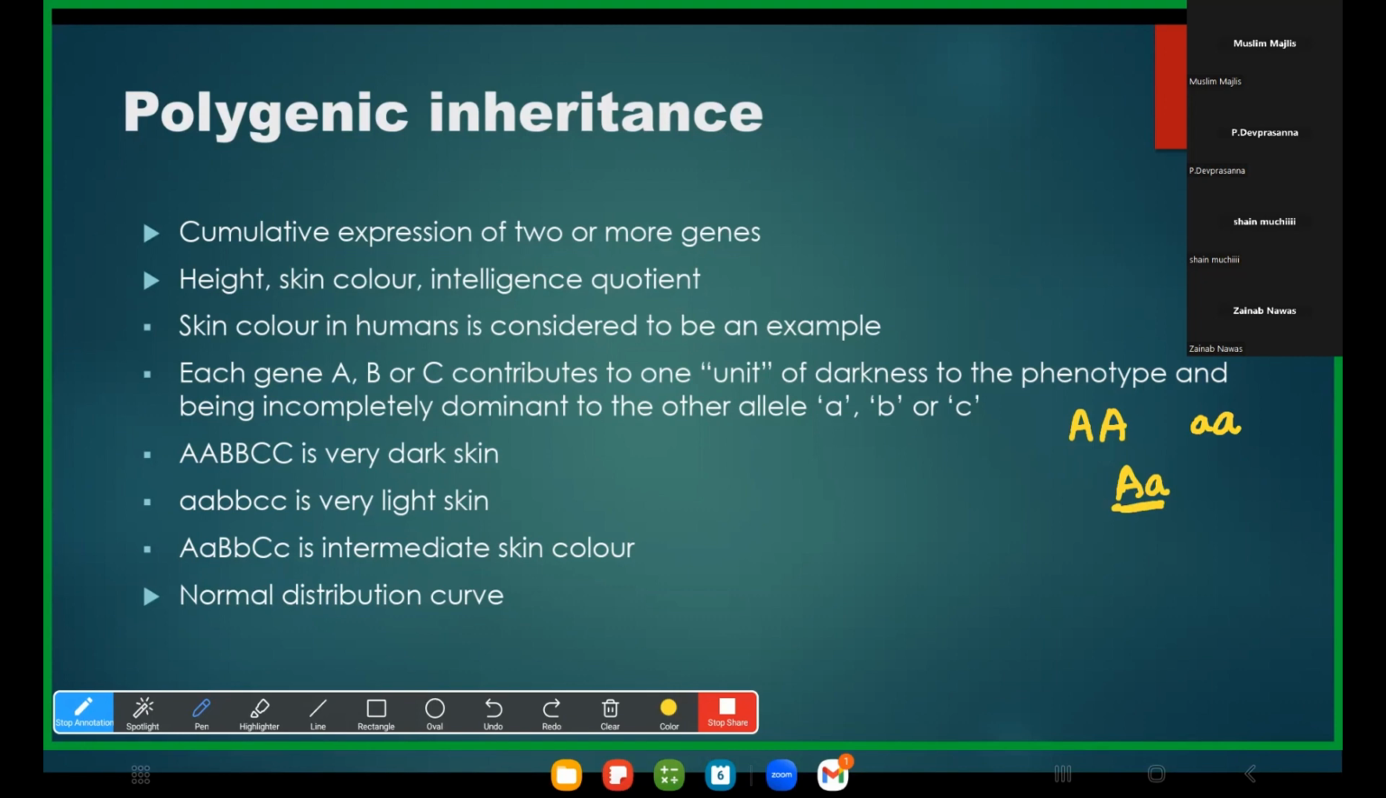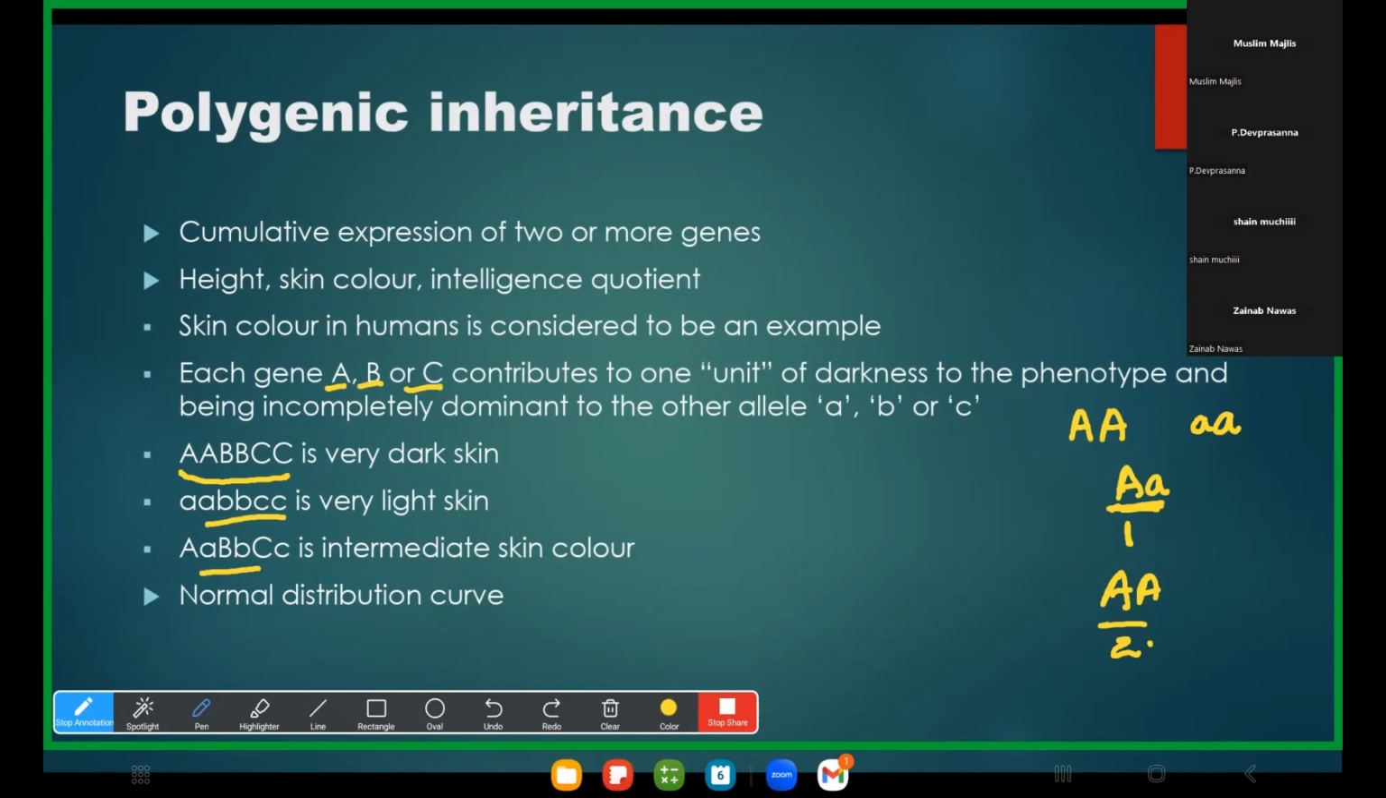So similarly, here, if we consider either of the genes, capital A, capital B, or capital C, to be a simple single unit of darkness, then the presence of this gene would be one unit of darkness, and this gene would be two units of darkness. So the allelic combination capital B, capital B, capital C would be very dark skin, and simple B and simple C would give us very light skin. And capital B, simple B, and capital C, simple C would give an intermediate color skin tone.